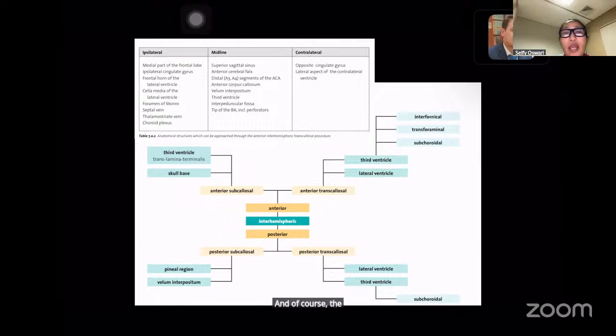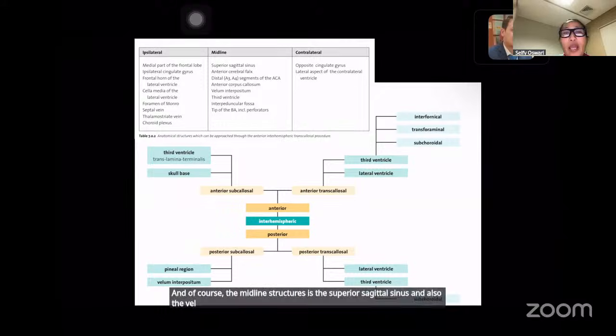And of course, the midline structures are the superior sagittal sinus and also the velum interpositum, third ventricle, even though we can also go further down to the interpeduncular fossa.